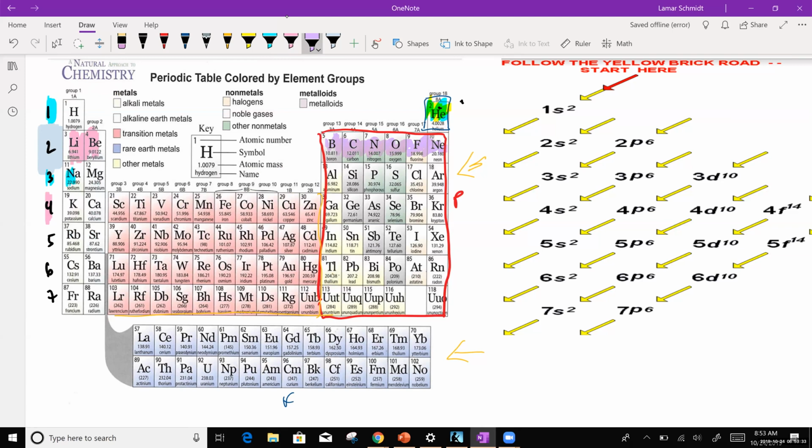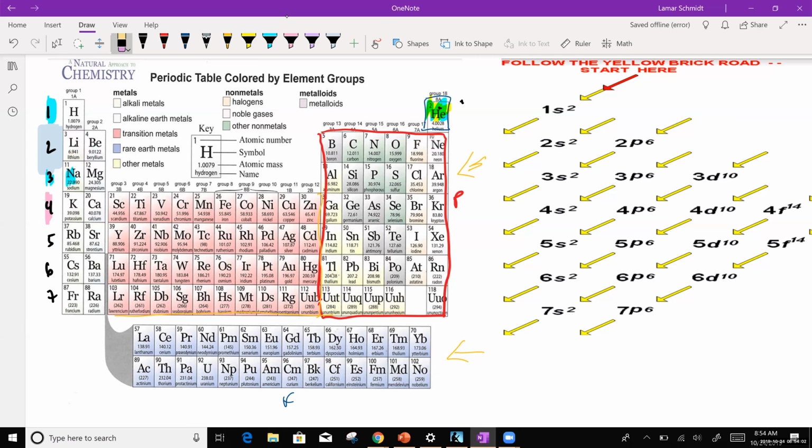Now, if you count the total number of electrons, it's going to be 6. 1, 2. Let's make sure you can see this. 1, 2, 3, 4, 5, 6, 7, 8. And I meant there's going to be 8. There's 6 in the P and 2 in the S. So there's going to be a total of 8 electrons, not 6. I misspoke. So we have a total of 8 electrons.